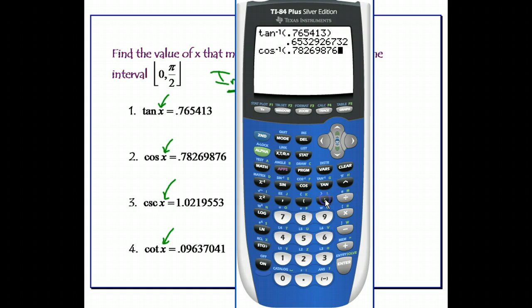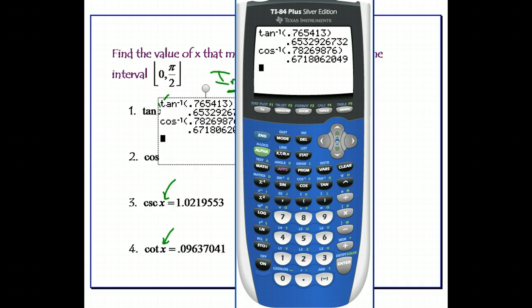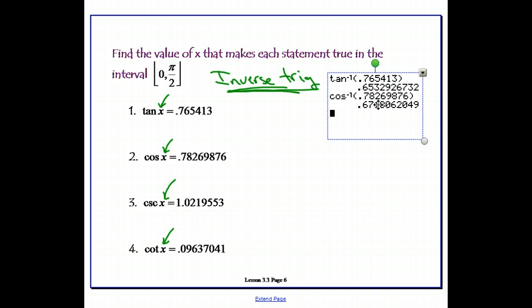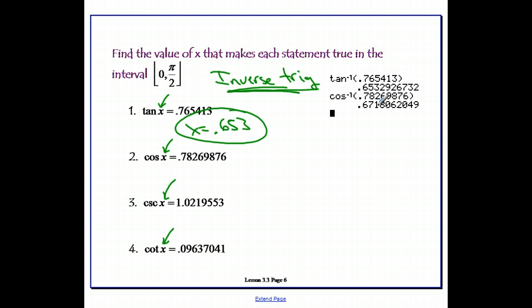0.78269876. What angle is this? 0.671. Let's hang on to those guys. We'll record these values so we've got it. So this first one, what does x equal? X is in radians. 0.653. Those are radians. I don't have to label radians.